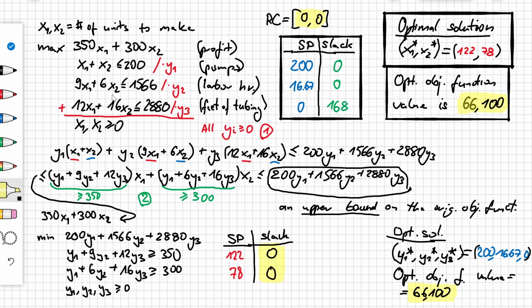What else? We might notice that what was a slack in the original problem will be reduced costs in the new problem. So if you look at the reduced costs in this problem, they will be 0, 0, and 168. Again, there is an equivalence. What was slack here is a reduced cost in this problem.